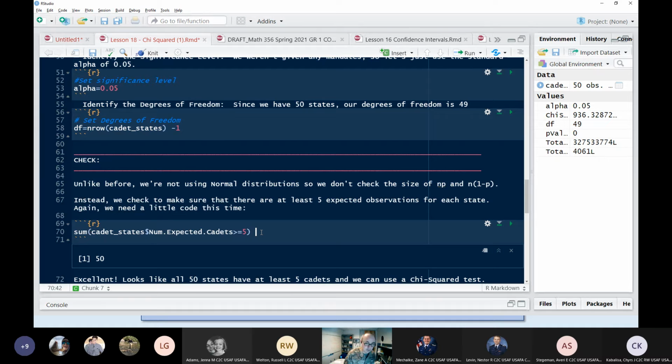If that's still too lazy for you and you want to be cool, you could ask whether that count is equal to 50, and I could run that and get true. Now you don't have to actually count; you can just look at the word true. There are a lot of different ways you can code that, and whichever way makes sense to you is fine. The point is, we have at least 5 expected observations for every category, so we're good. Any questions about how we do that check step and why it passed in this situation?